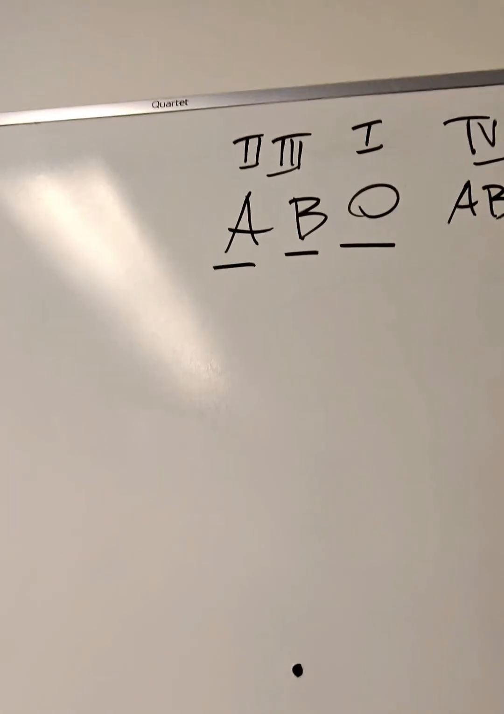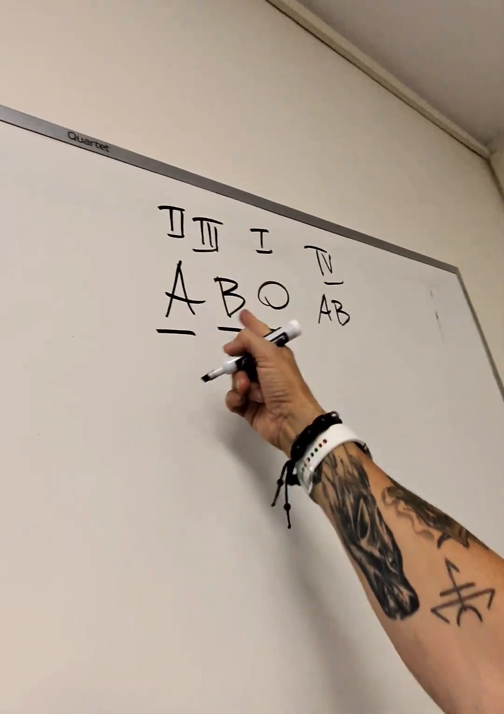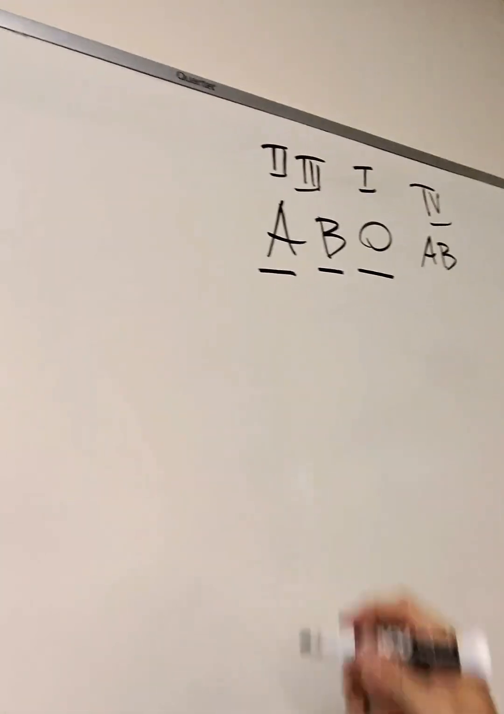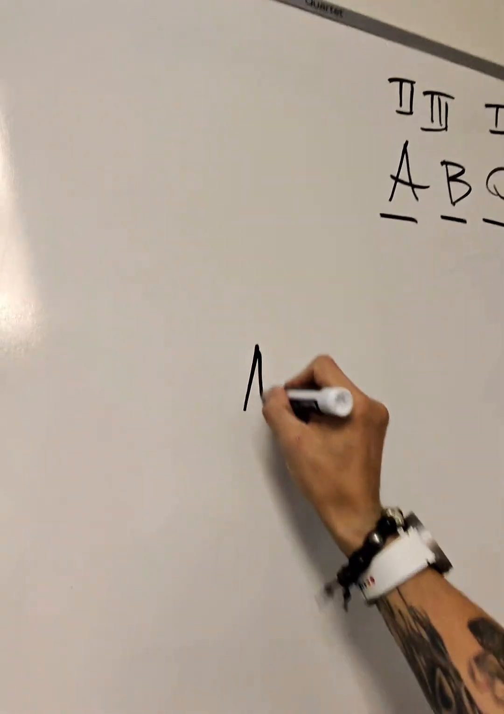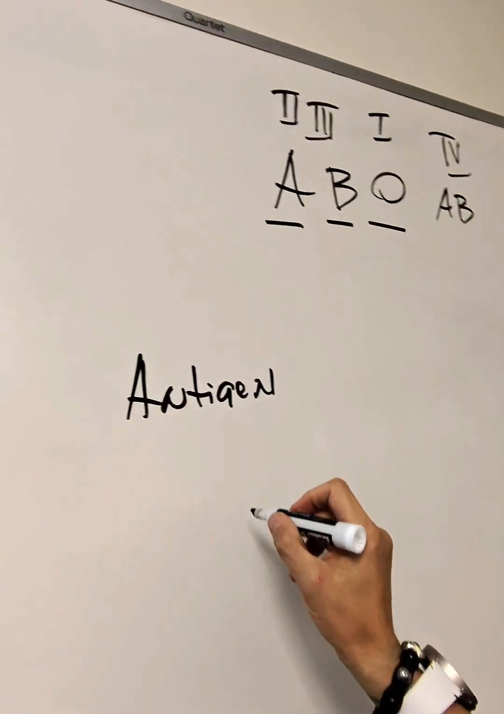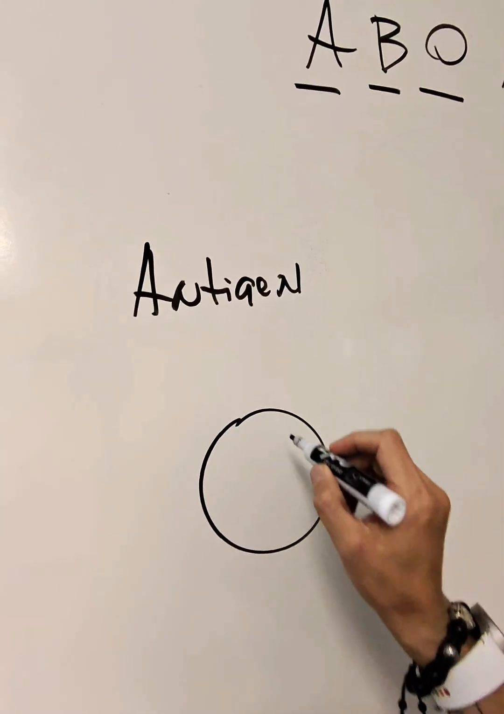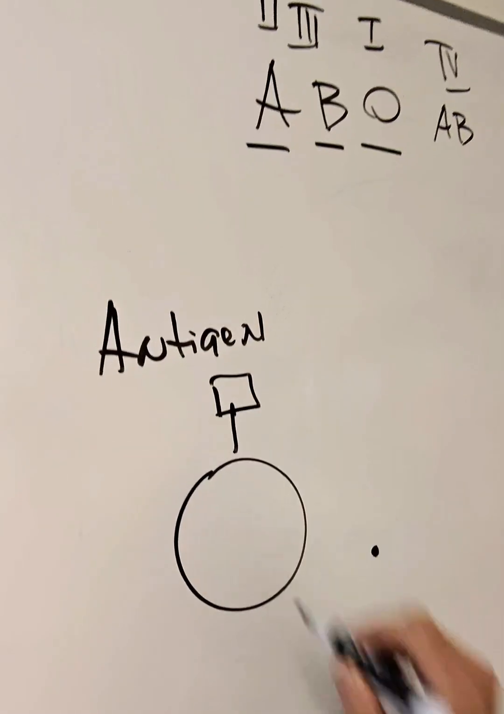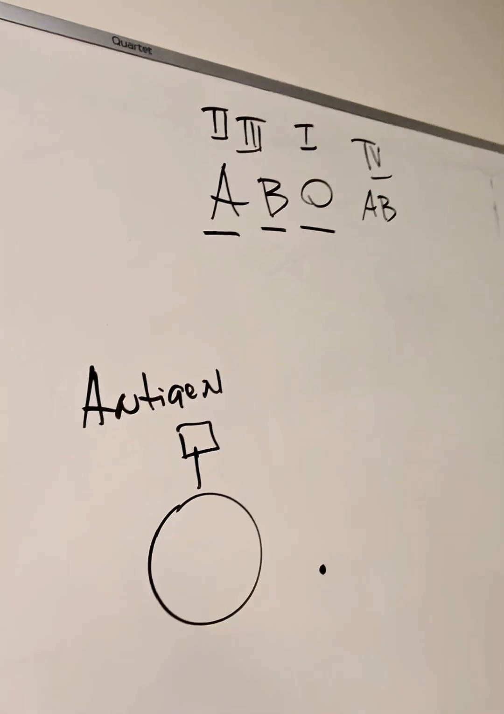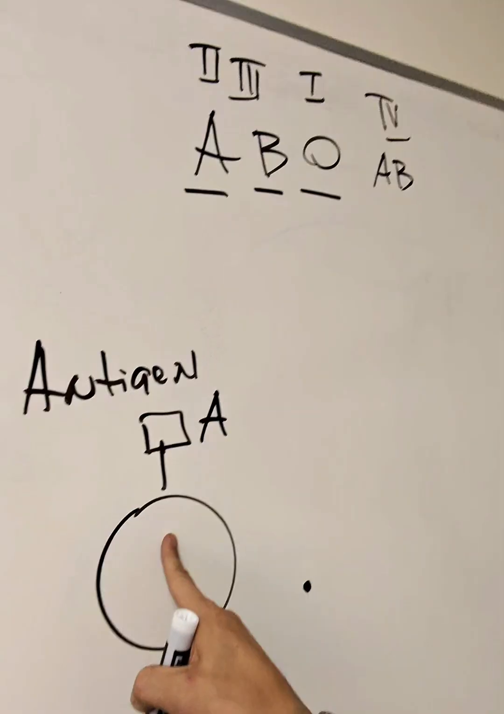But this has nothing to do with our lecture. So what do these letters represent? This letter represents an antigen. An antigen is just a molecule that's sitting on top of the cell membrane. Let's say it has this particular shape, and we decided to call this antigen A. And this is the red blood cell.